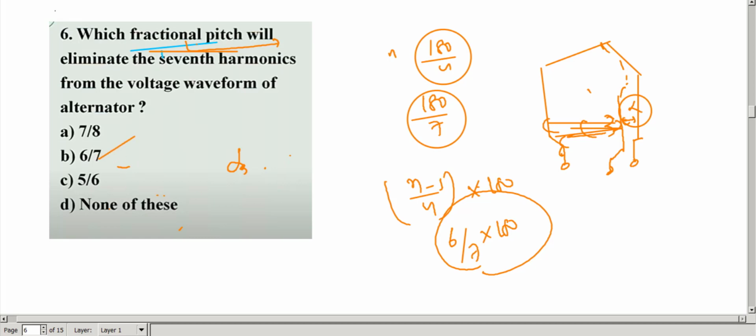So this is a confusing question. None of these will be correct if you consider the short pitch angle. If he asks for the fractional pitch, he is indirectly asking for the coil span. I think he is not asking for the short pitch angle; he is asking about the coil span, which is 6/7 of the pole pitch. So the answer is 6 by 7. If he had asked for the short pitch angle, it would be 180 by 7.